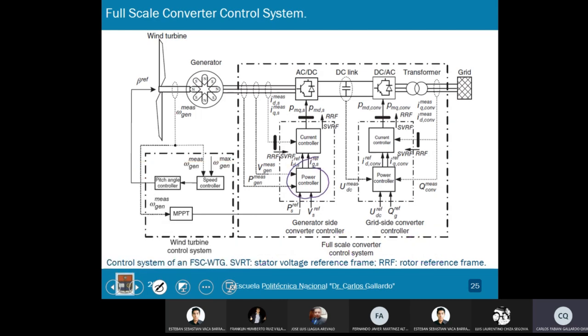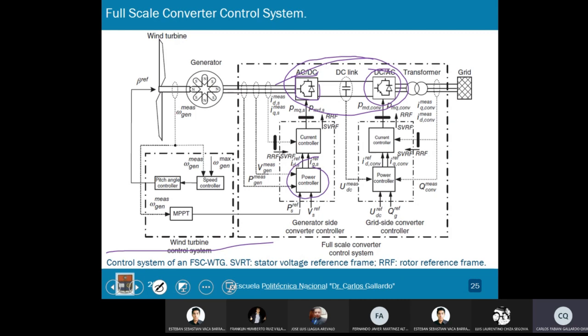So what about the first power controller? It is used for rectifying. The machine side converter control system is used for rectifying. What about the generator side control? The generator side control system works as an inverter in order to convert DC into AC of a fixed frequency. So I will call this my frequency converter. So this is the control system of the full scale converter wind turbine.